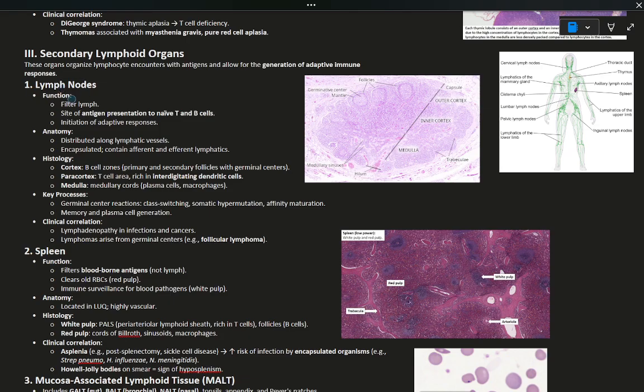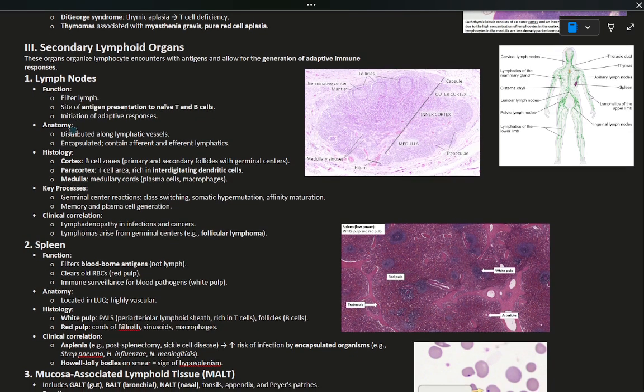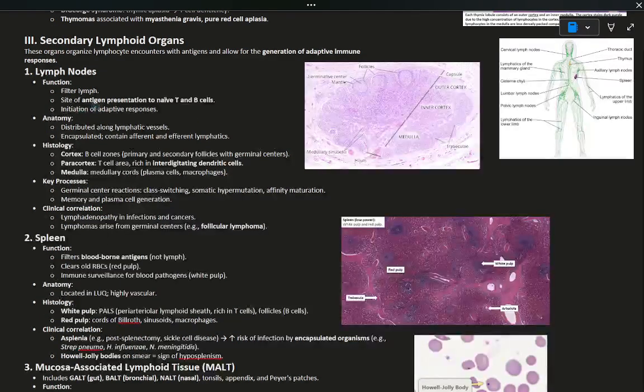The function of the lymph nodes is to filter lymph or the lymph fluid before it gets drained to your venous blood system. It is also the site of antigen presentation to your naive T and B cells that were developed and matured in your thymus and bone marrow, respectively. And this leads to the initiation of adaptive responses.